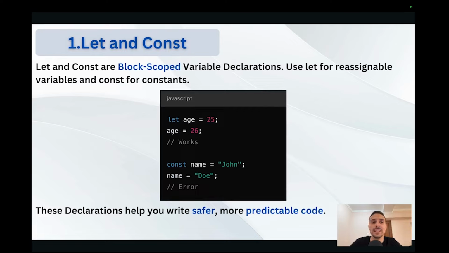Number 1 in the list is let and const. Let and const are block scoped variable declarations, and the rule is that you have to use let when you expect that variable to change at a certain time, and you have to use const when you expect that the variable will not change at all. These declarations help you write safer and more predictable code.